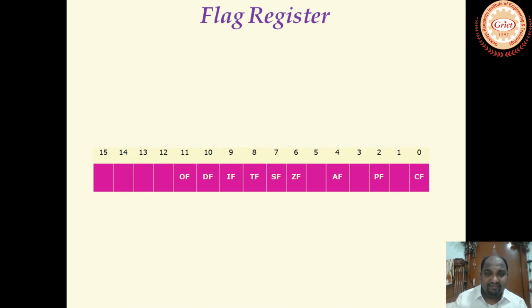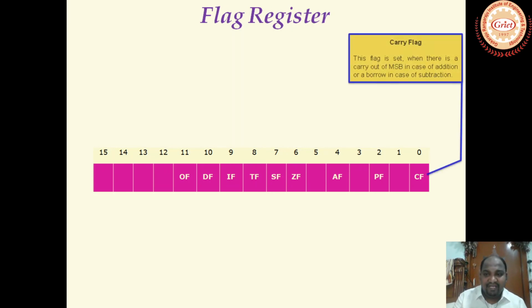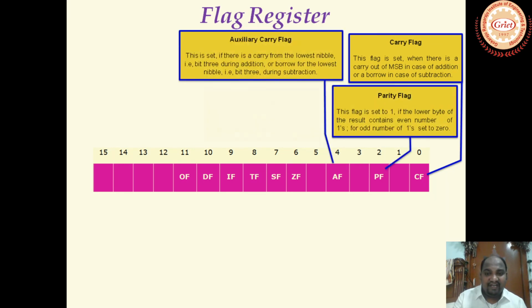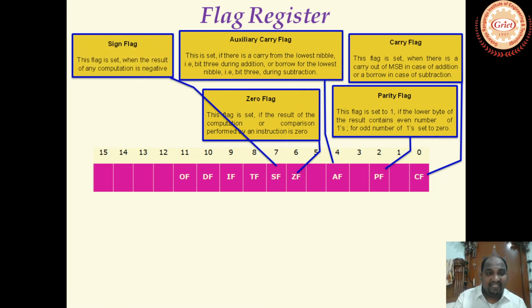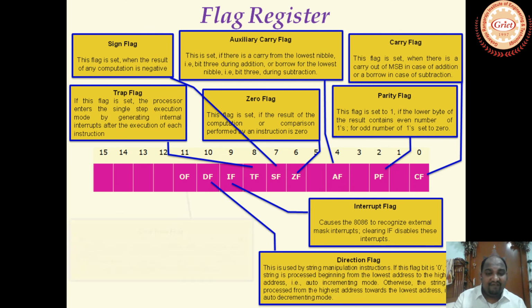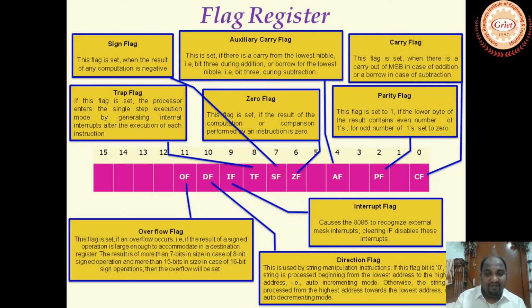Coming to the next topic, flag register. 8086 has a 16-bit flag register, out of which bit 0 is the carry flag and then the parity flag, auxiliary carry flag, zero flag, sign flag, trap flag, interrupt flag, direction flag, and overflow flag. So these are the 9 flags we have in the 8086 flag register.